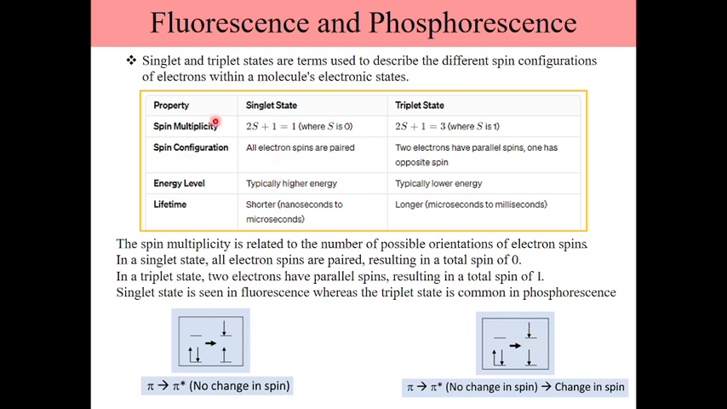So this is more common. Singlet state is more common in case of fluorescence, and triplet state is more common in case of phosphorescence. In the singlet state, all electron spins are paired, resulting in total spin 0. In the triplet state, two electrons have parallel spin, resulting in a total spin of 1. Right? So singlet state is seen in fluorescence, whereas triplet state is common in phosphorescence.